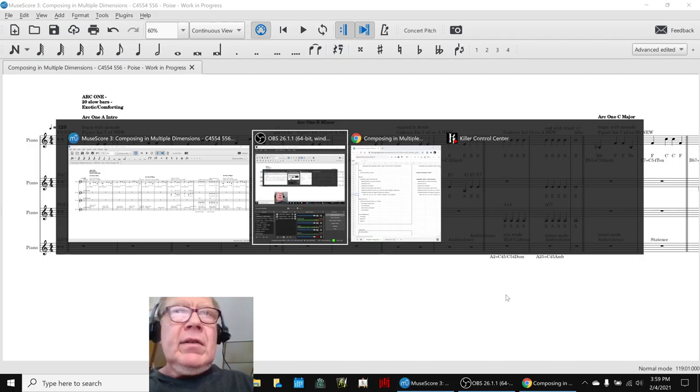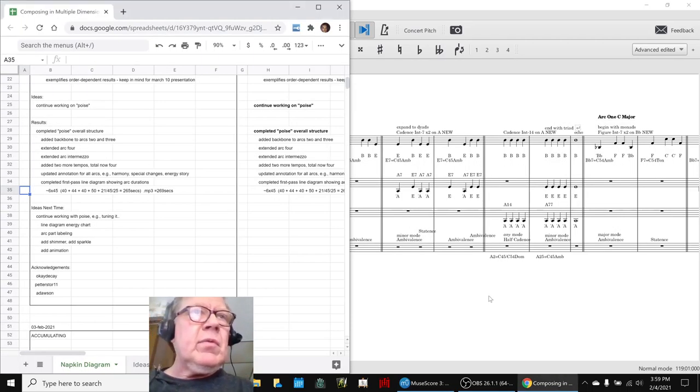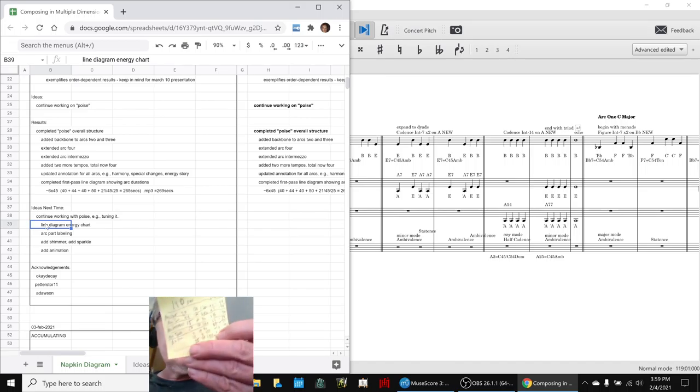Our ideas for next time are to continue working with poise, fine-tuning it. We're probably going to need to make the line diagram energy chart, which means take this and put it into a spreadsheet more formally. We started to work with our arc part labeling, like arc 1C. Shimmer, add shimmer and add sparkle, but shimmer would be a baseline note. And animation, try some animation.